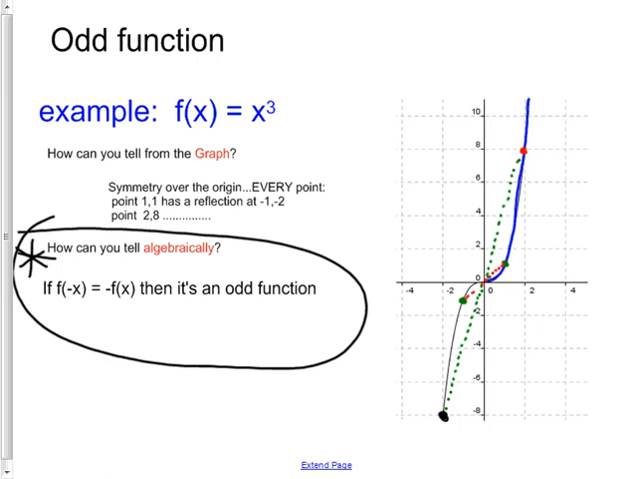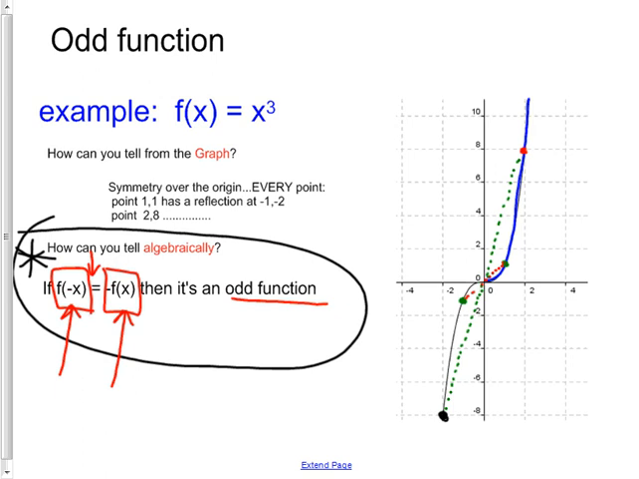You see why we were doing that stuff with f of negative x and negative f of x? That's why I was practicing that before. That's how you can tell if something's odd: you've got the function, you do this to it, and you do this to it, and if they come out exactly equal, then it's an odd function. I'll show you one. You'll get it after we do one.